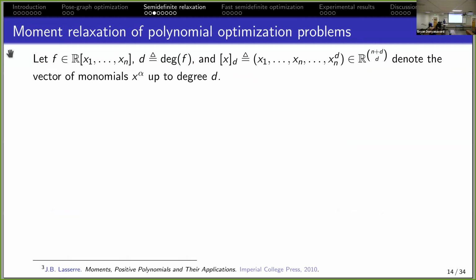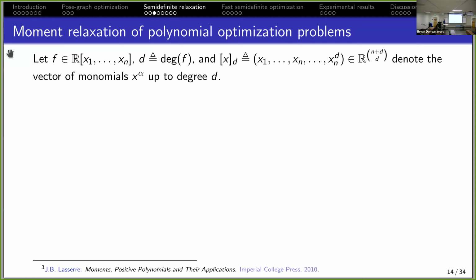Okay, so this is going to be probably the heaviest math slide in the talk, so just bear with me here and I'll walk you guys through this. So, okay, let's suppose that we have a polynomial f that is in n variables, and that this polynomial has degree d. So what we can do is write down every monomial term in the variables x1 through xn up to and including degree d.